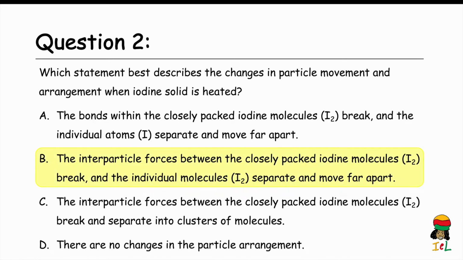The answer is B. When iodine solid is heated, the interparticle forces between the closely packed iodine molecules break and the individual molecules, those are the I2 molecules, separate and move apart. Note that it's not the covalent bonds within the I2 molecules that break, but rather the weak interparticle forces between the I2 molecules.